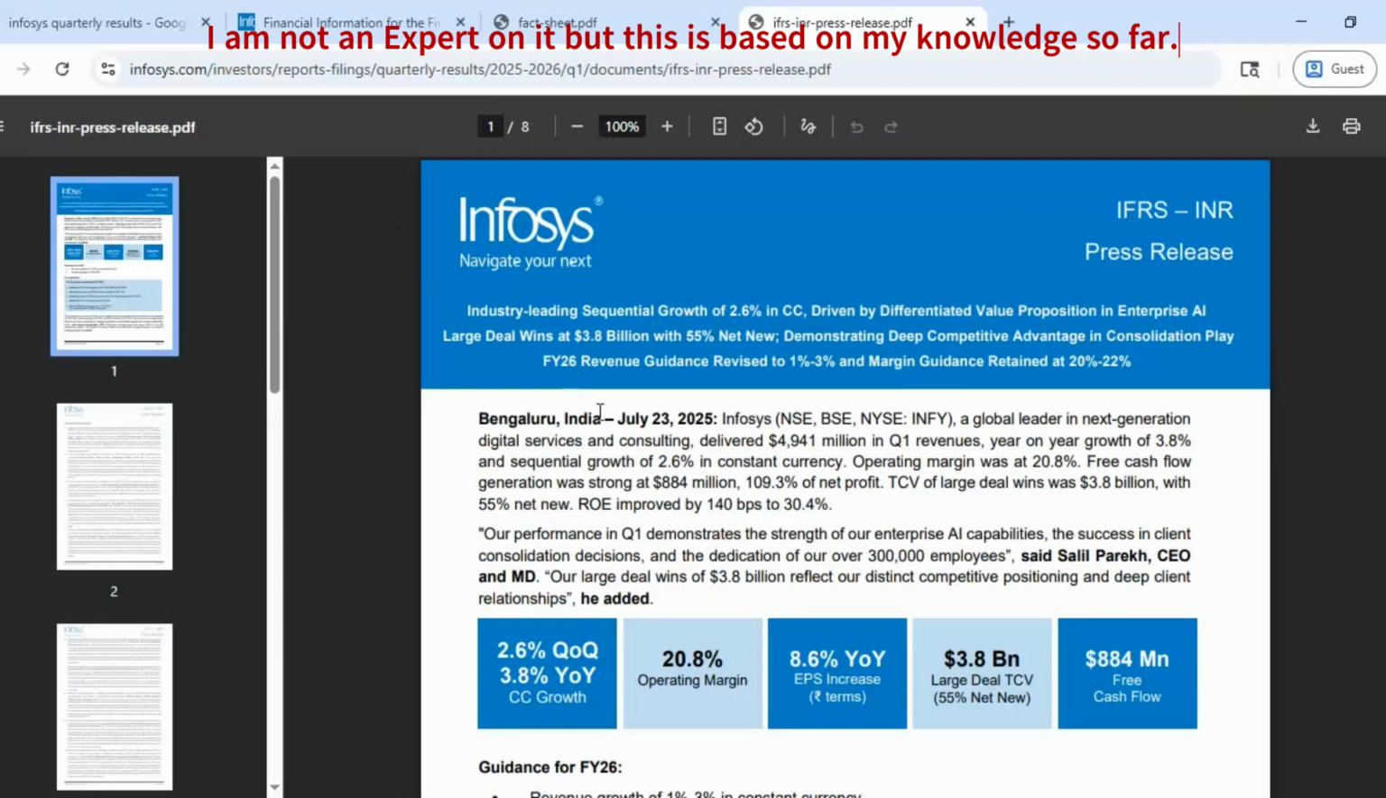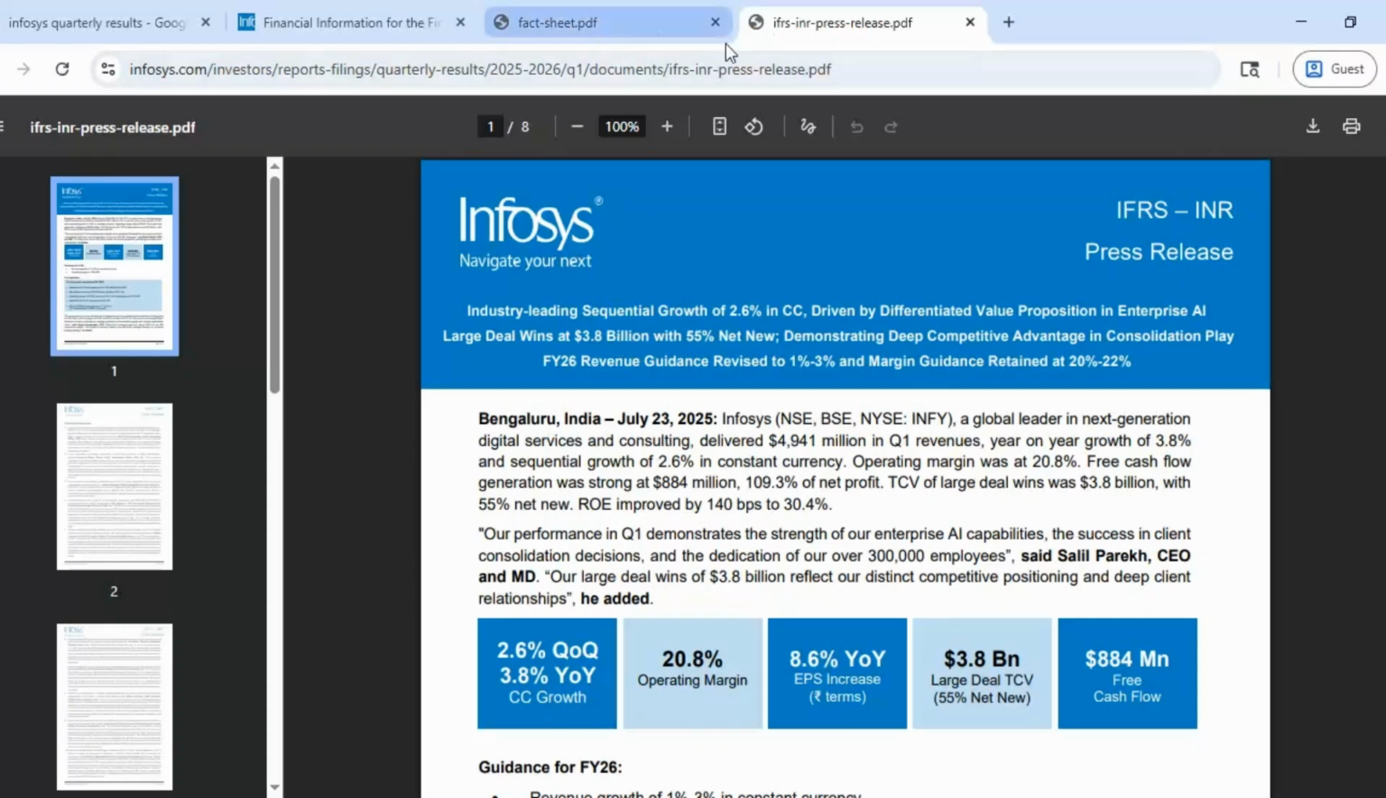So let's first go to this one, IFRS INR. Here, as you can see, they have properly mentioned. If you read this first paragraph, it talks about everything. Infosys, a global leader in next generation digital services and consulting, delivered, I think, 4,941 million dollars in quarter one revenues. Also they have mentioned the year on year growth is 3.8%.